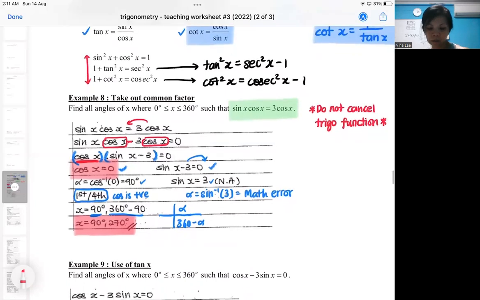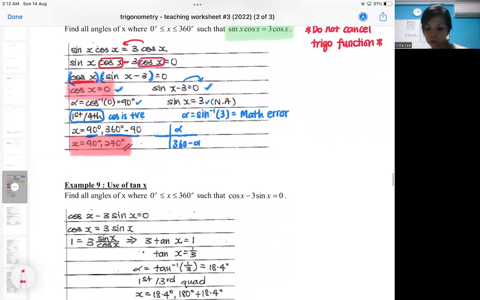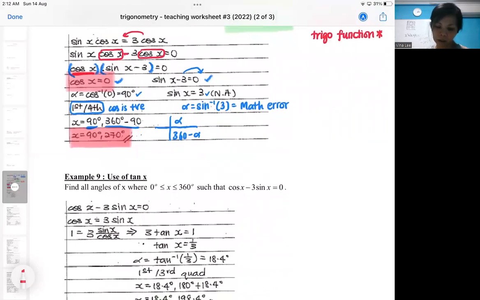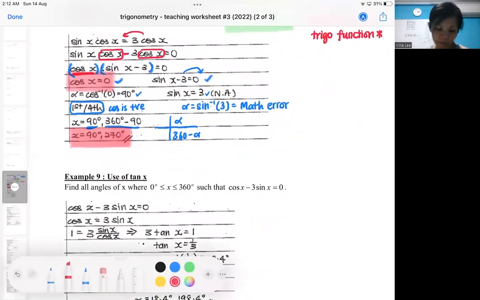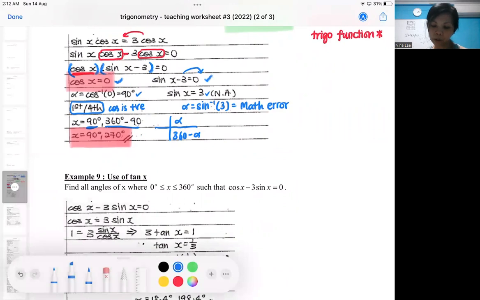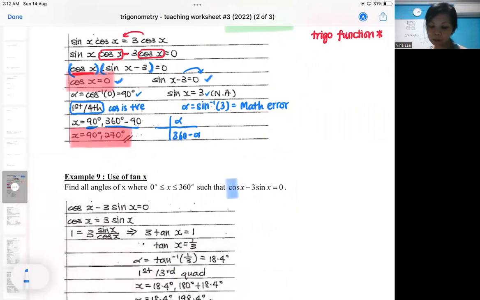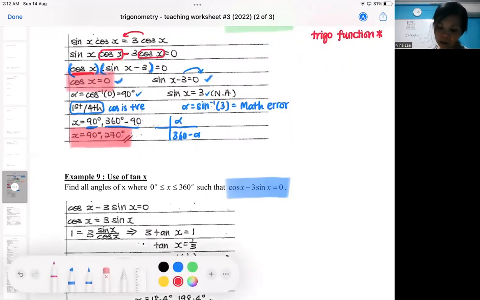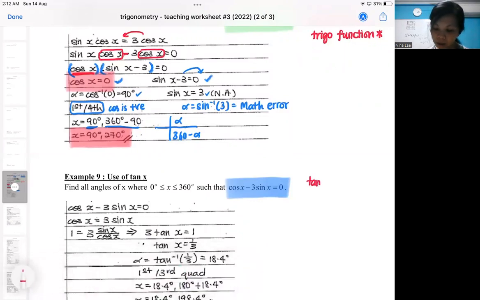Okay, and then here's another example where you see there's a cosine and there's a sine. So remember just now when we did the 4 steps, it's meant for a single trigo function. So right now I've got 2 trigo functions. I've got a sine and I've got a cosine. So that's where you've got to think of the formula sine x over cosine x. You've got to manipulate this formula out.